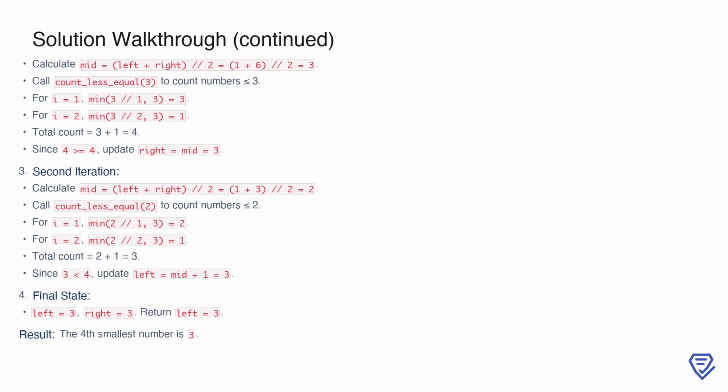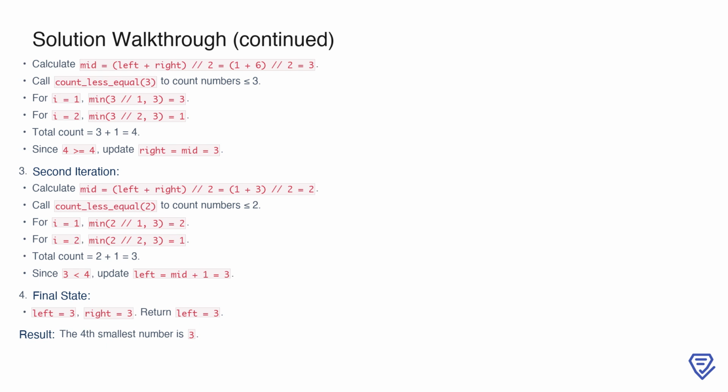At this point, the search converges with left equal to right, and we determine that the fourth smallest number in the table is 3. Now let's consider a larger table, where m equals 4, n equals 3, and k equals 8. The table looks like this: 1, 2, 3, 2, 4, 6, 3, 6, 9, 4, 8, 12.